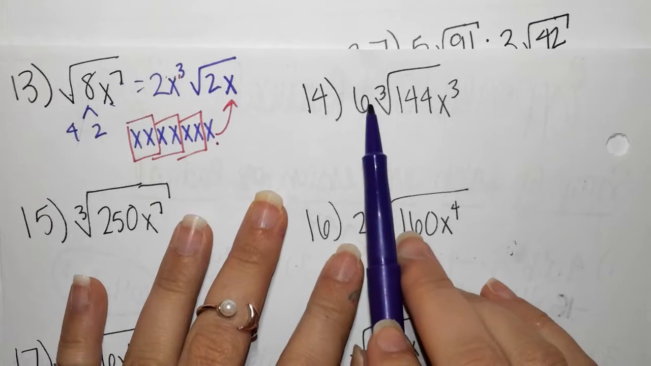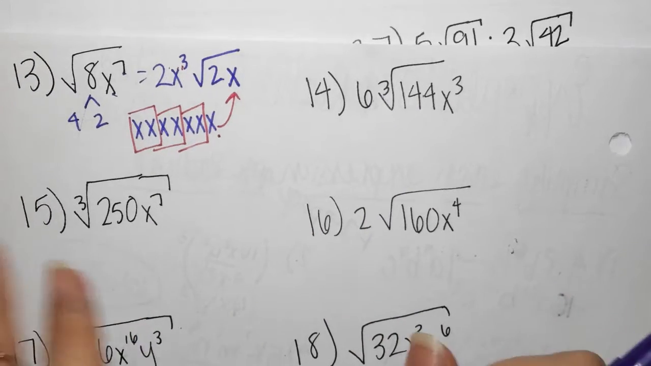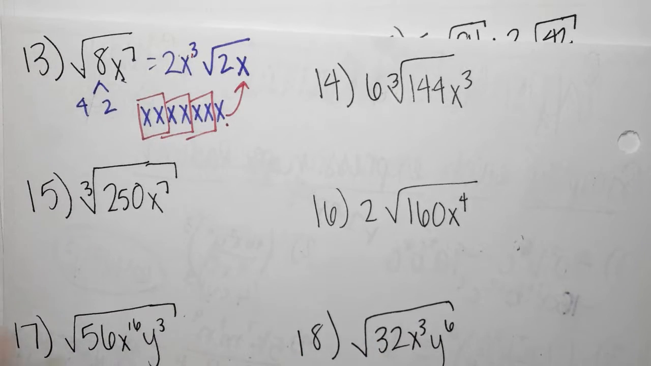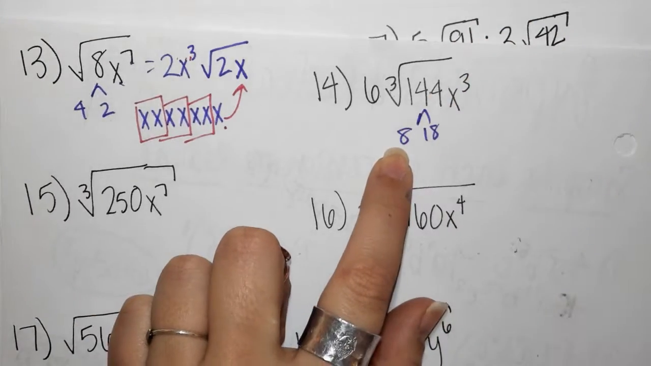Alright, on this guy, we're looking for the cubed root of 144. The biggest perfect cube that goes into 144 is 8. And it's 8 times 18. Alright, now what's the cubed root of 8?